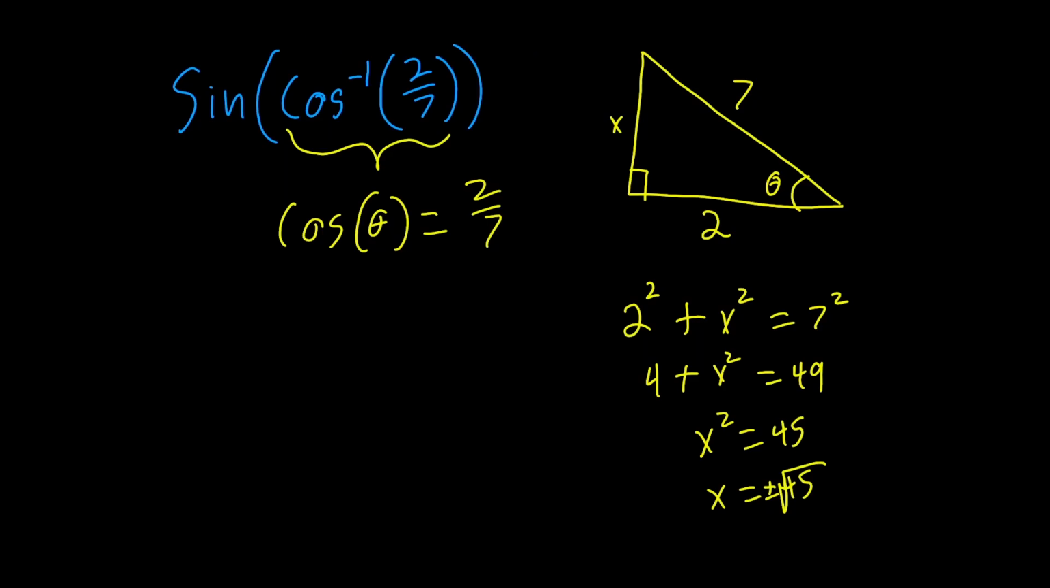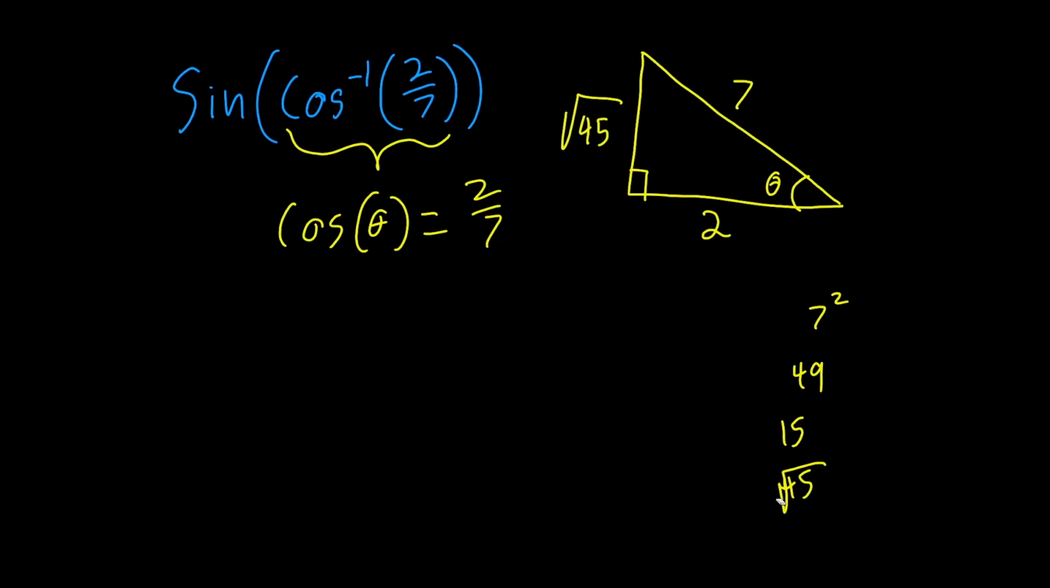So we'll put that in on our triangle: square root 45. Now, the reason that's important is because when we are given a value inside of arc cosine, it will spit out theta, or the actual measurement of that angle. In this case, we don't need to know exactly what it is.